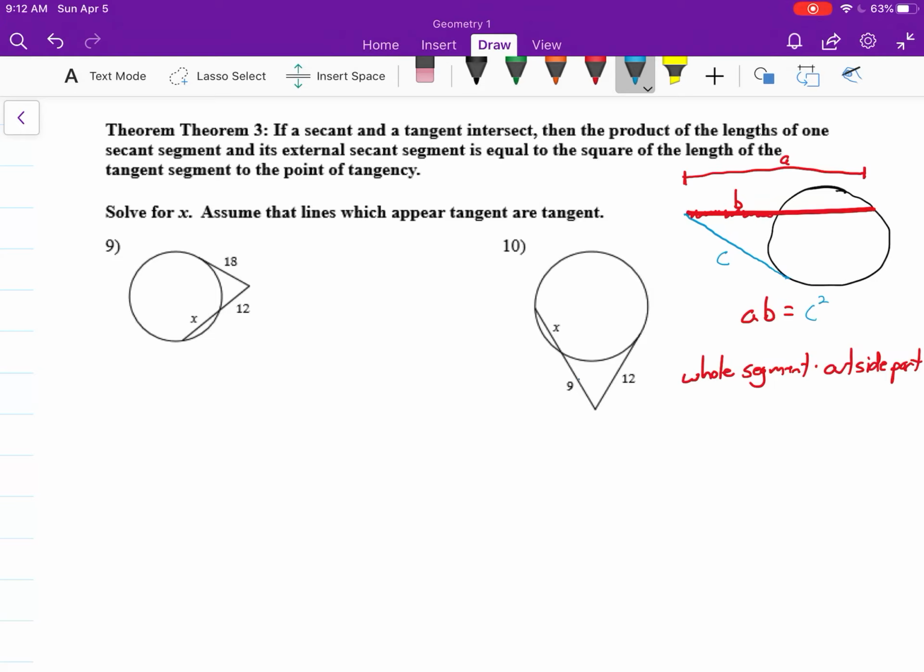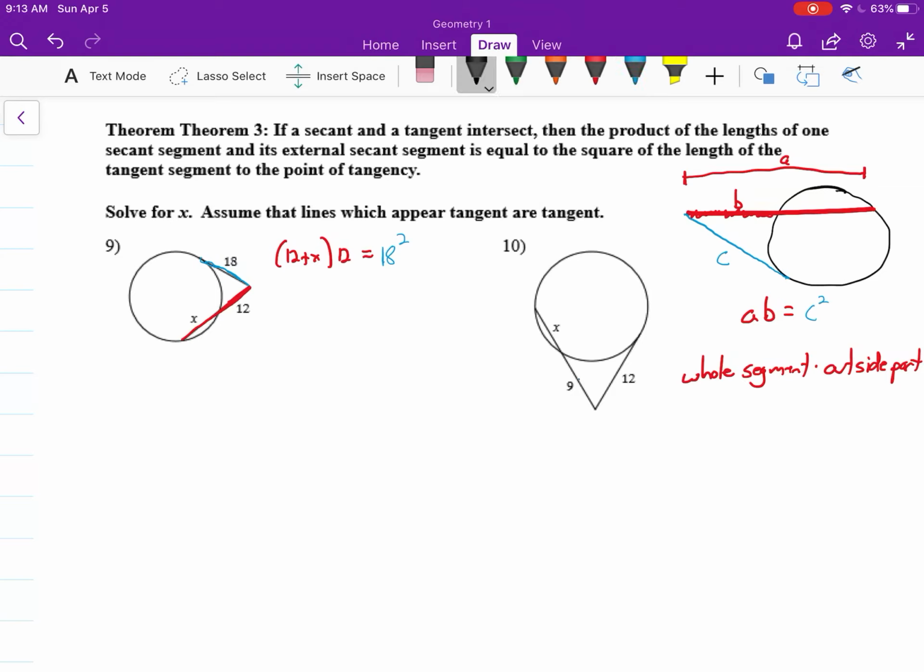In this case, it fits Theorem 3. We have a secant segment and a tangent segment intersecting outside the circle. So here is the secant segment. We want the whole thing. So that's 12 plus x times the outside part, which is 12, equals the tangent segment squared, which is 18 squared. Or you can think of the whole thing times the outside part, 18 squared.